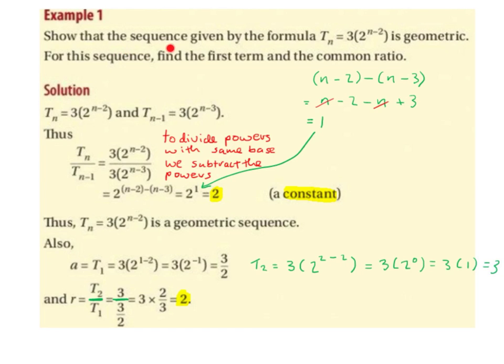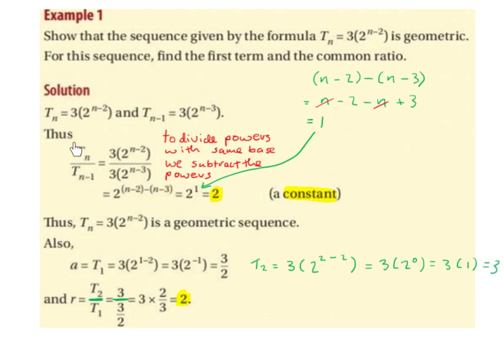Show that the sequence given by the formula Tn equals 3 multiplied by 2 to the power of n minus 2 is geometric. For the sequence, find the first term and the common ratio. So if Tn is 3 times 2 to the power of n minus 2, then Tn minus 1 will be 3 times 2 to the power of n minus 2 minus 1, and minus 2 minus 1 is minus 3. So that minus 3 comes from minus 2 minus 1, giving us minus 3.